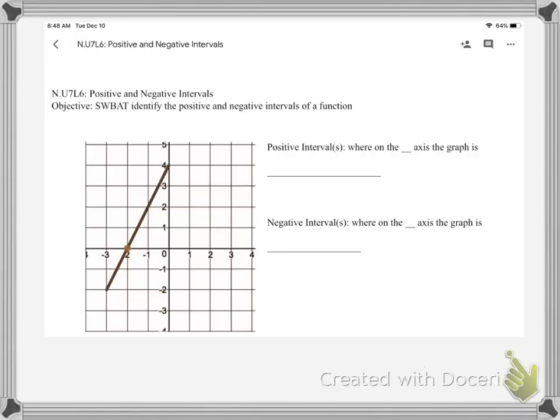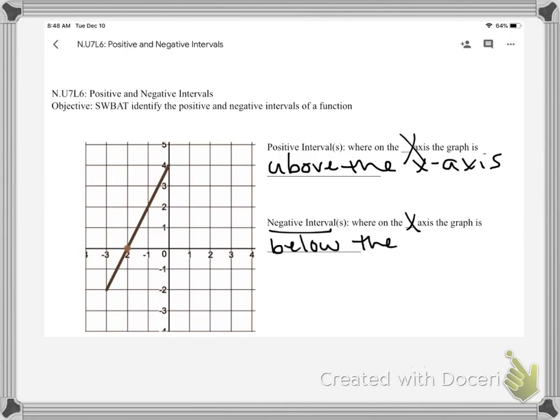Alright guys, we're talking about positive and negative intervals today. So let's take some notes before we dive into our first example. For our positive interval, that's where on the x-axis the graph is above the x-axis. And for my negative interval, that's where on the x-axis we are below the x-axis.